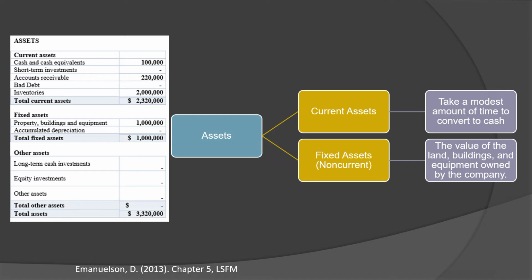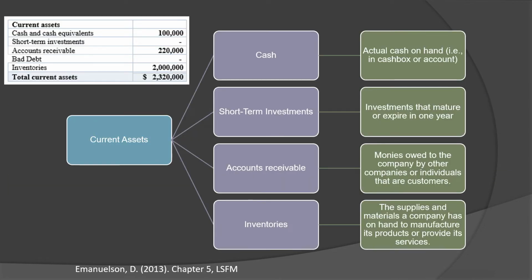You can see on the balance sheet, assets are divided into different parts. You have current assets, fixed assets, and then there could be other assets. Other assets often have to do with shares and that sort of thing, but we're not going to get quite that detailed in our example. So here we have current assets. Current assets consist of cash and cash equivalents, short-term investments, accounts receivable, and inventories.